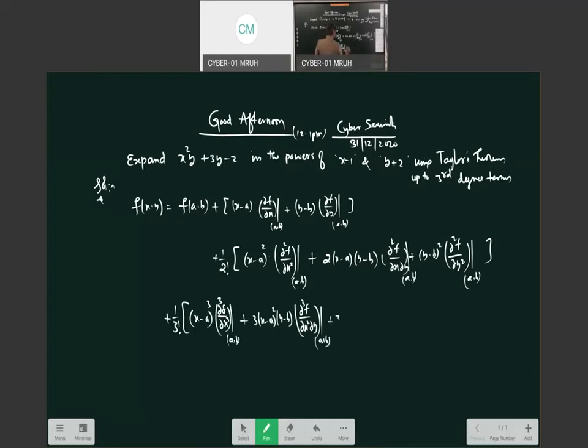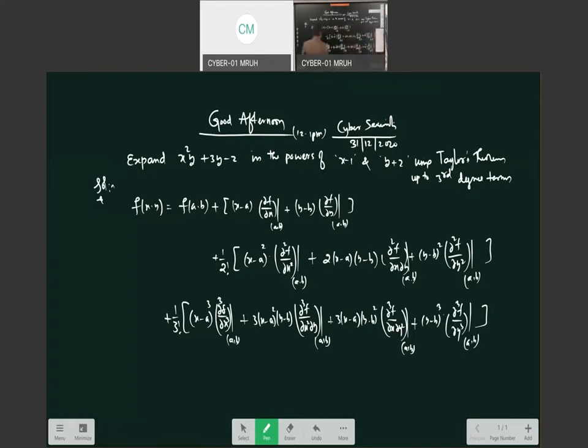Plus 3 into (x minus a) into (y minus b) whole square into dou cube f, with 1 time with respect to x and 2 times with respect to y, evaluated at a comma b. Plus the last term contains the b cube term, that is (y minus b) whole cube into dou cube f by dou y cube calculated at a comma b. So this is my fourth term containing the cubic terms.